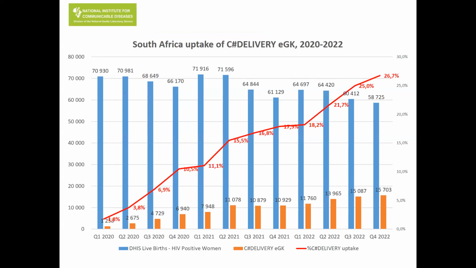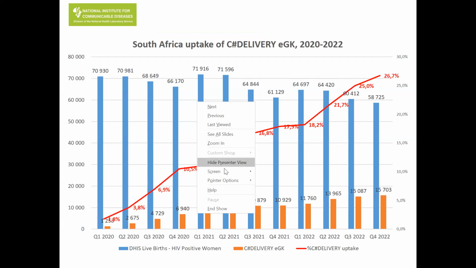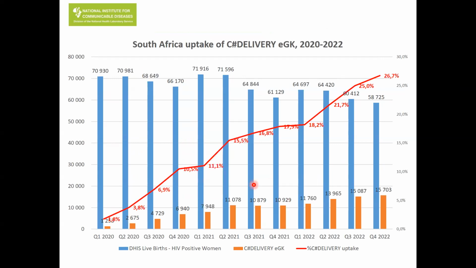So this is what's been happening with the EGK code uptake in South Africa. The guidelines changed at the end of 2019, and obviously there was minimal utilization of these codes. This is just looking at the C-hash delivery code. And obviously there was a pandemic that started soon after, and all the lockdowns associated with that. So this is the trajectory that we've been having in terms of the percentage uptake of the C-hash delivery code over the number of live births to HIV positive women.